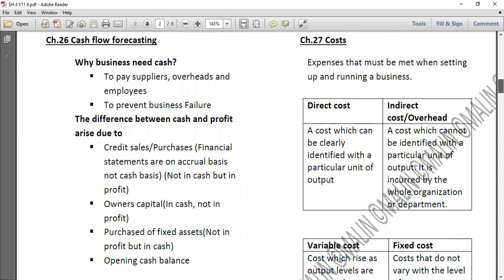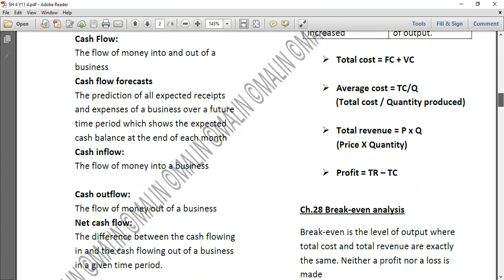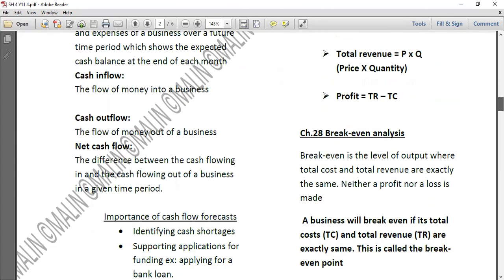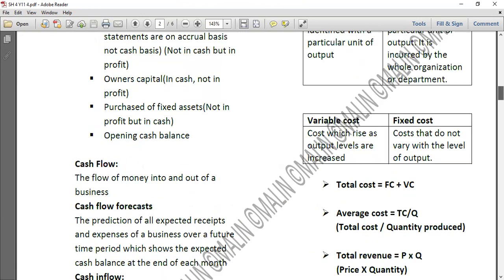We discussed why business needs money, right: to pay suppliers, to pay overheads, to prevent business failure. These are the main reasons. We talked about the difference between cash and profit, right? We talked about cash flow forecast, cash inflow, outflow, net cash flow, and the importance of cash to cash flow forecasting. We talked about the advantages of cash flow forecasting to a business organization.